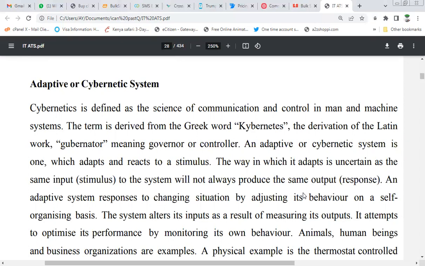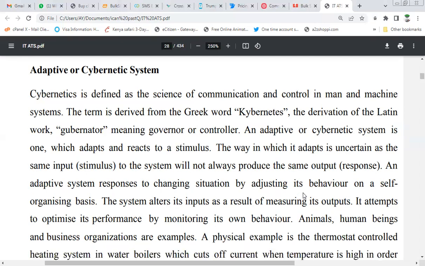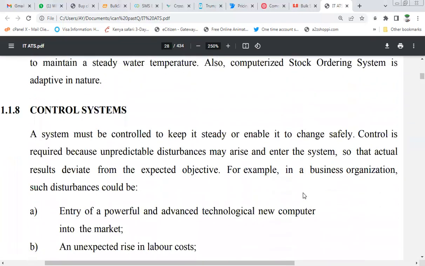An adaptive system or cybernetic system is one which adapts and reacts to stimulus. The way in which it adapts is uncertain, as the same input stimulus to the system will not always produce the same output or response. An adaptive system responds to changing situations by adjusting its behavior on a self-organized basis. The guy adapts. No matter the condition he finds himself in, he shall adapt. You understand? So the system alters its input as a result of measuring its outputs. So that's the adaptive system. You can go back and form your points from it.